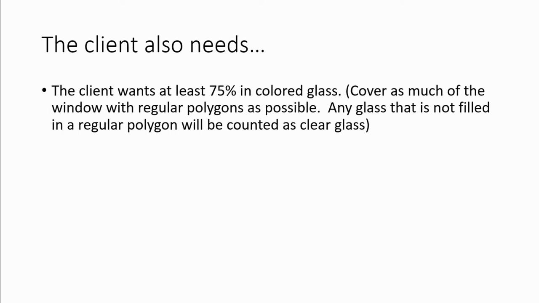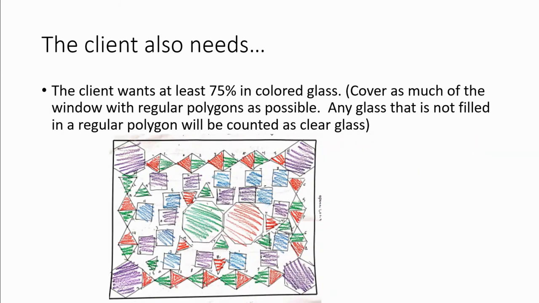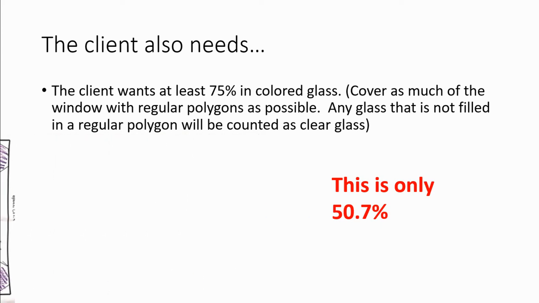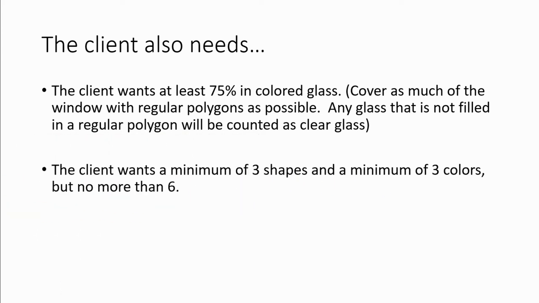The client also wants at least 75% in colored glass, so that's why it's important to make sure you're really tracing carefully. Cover as much of the window with regular polygons as possible. Any glass that's not filled in a regular polygon will be counted as clear glass, whether you've colored it in with your colors or markers or not. This example is only 50.7% of that page.